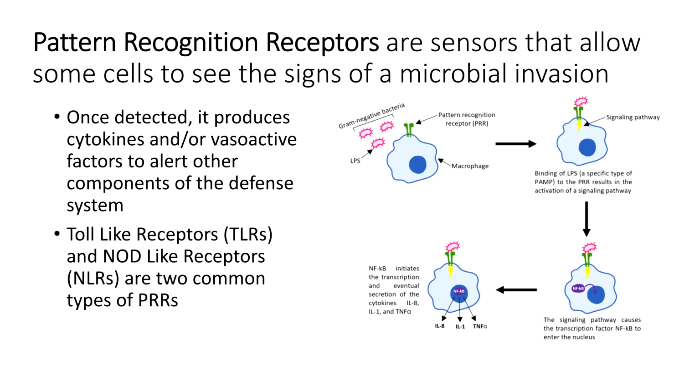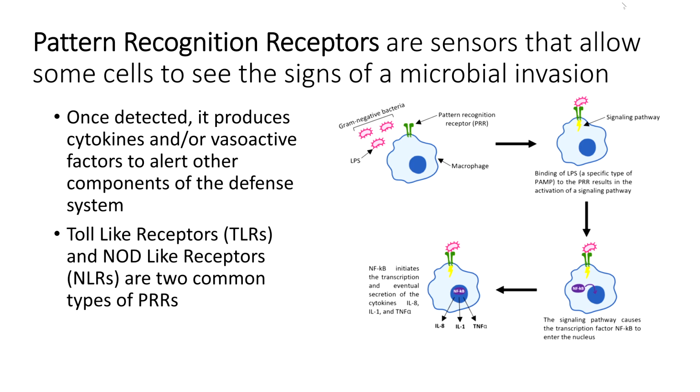The way that these MAMPs or PAMPs are detected is through these compounds called pattern recognition receptors. These allow some specific cells to see the signs of a microbial invasion. Once you detect a MAMP through this PRR, pattern recognition receptor, you can produce compounds that raise the alert for other responders to come take action. This can be in the form of cytokines, which trigger additional immune response cells, or vasoactive factors, which alter the blood pressure, allowing more cells to rush to the aid in that location.